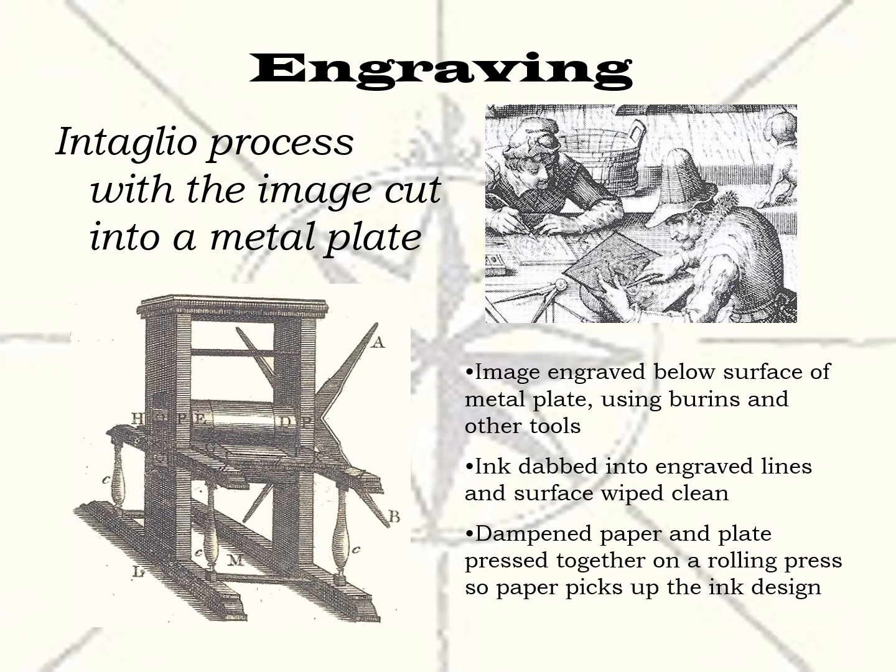The plate is heated, the ink is dabbed into the incised lines, and then the surface of the plate is cleaned off. Dampened paper is then placed on the plate, and then the paper and plate are pressed together on a rolling press, which squeezes the paper into the lines on the plate so the ink is transferred.